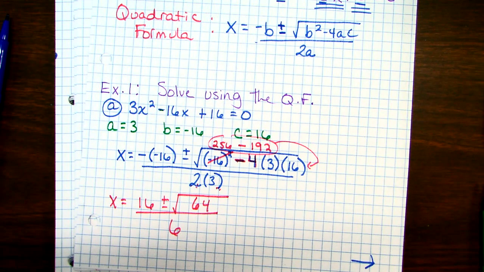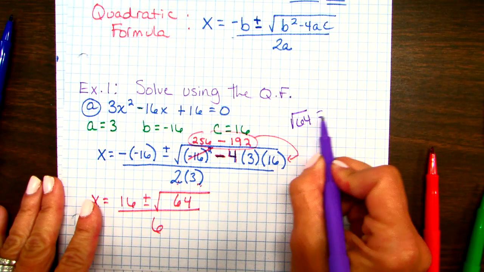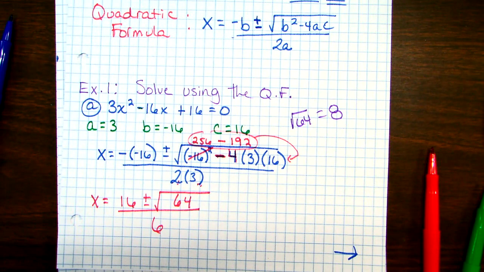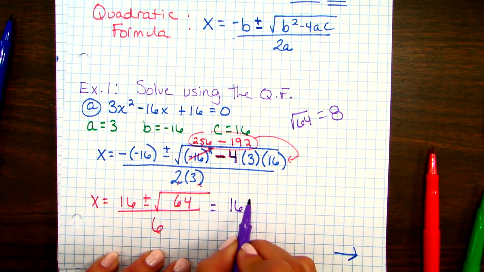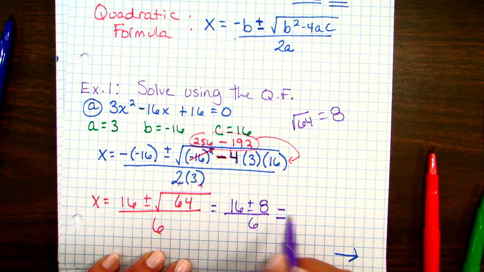Sometimes the answer is no. If that was like the square root of 2, we wouldn't be able to simplify it, okay? But since it's the square root of 64, I'm hoping you're starting to recognize what is the square root of 64? 8. Is the 8 under the radical anymore? No.